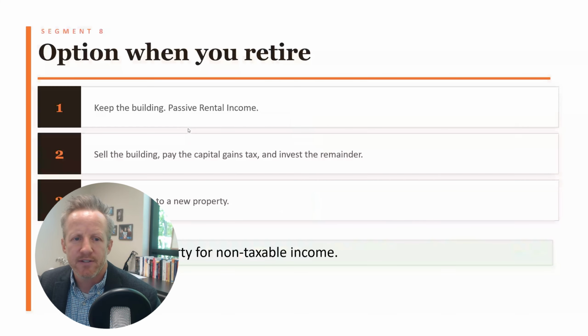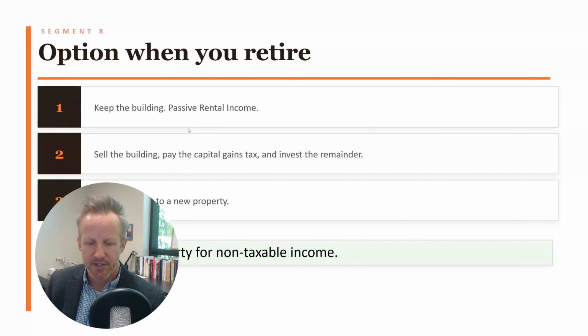Okay, options when you retire. I'm moving on now to segment 8, an entirely different section. All right, you bought your building many years ago. You're now ready to retire. You're in your mid 50s to early 70s, and you're ready to hang up the hat.